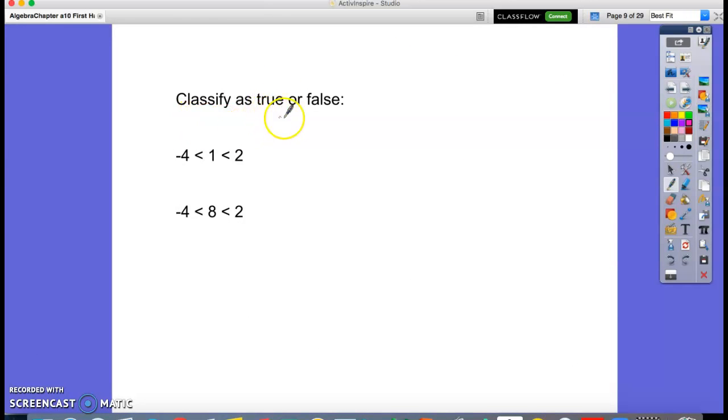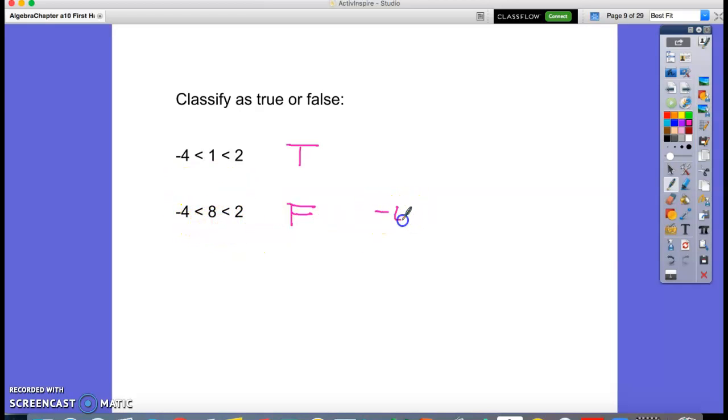Now classify as true or false. Negative 4 less than 1 less than 2. Yes, 1 is greater than negative 4 and 1 is less than 2. So this is a true statement. Now this means 8 is greater than negative 4 and 8 is less than 2. It is not, right? 8 is not less than 2. So it's a false statement. Both conditions have to be true in order for the statement to be true.